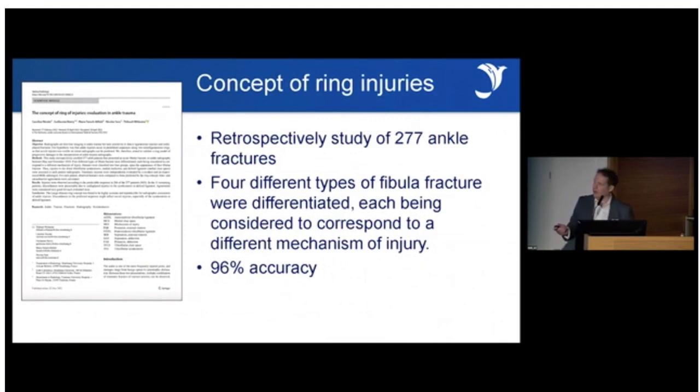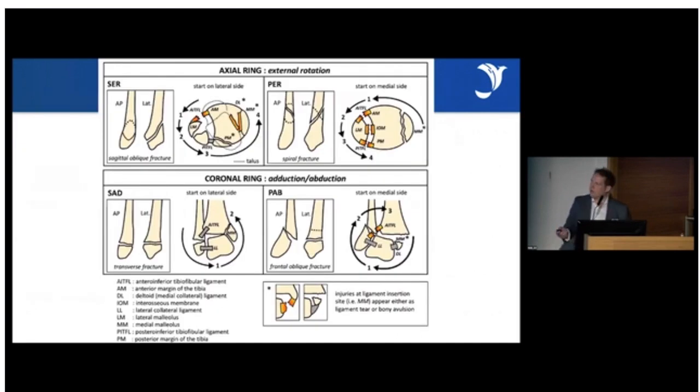So the concept of ring injuries was developed further by this group this year. Retrospectively, a study of 277 ankle fractures, 4 different types of fibular fracture were differentiated, and they found that they had a 96% accuracy rate if they used this. Based on this, we're going back to the Lauge-Hansen classification of SER, PER, SAD. But as you can see here, it's not just the bones. So we have the AITFL, PITFL, ATFL, your interosseous ligament, PITFL, again AITFL, and your deltoid on your medial ligamentous injury.